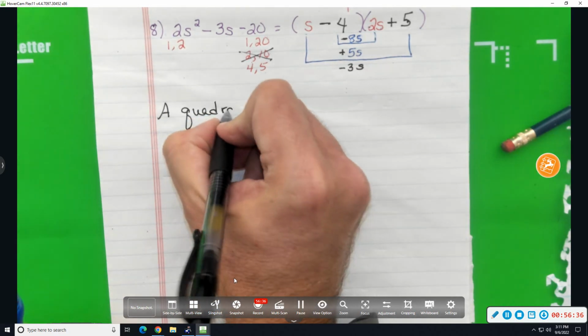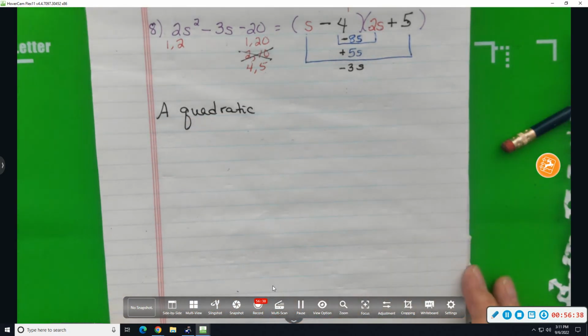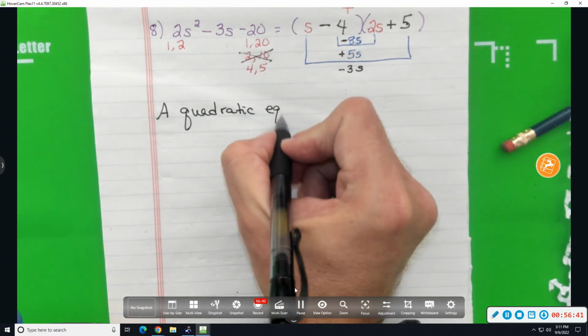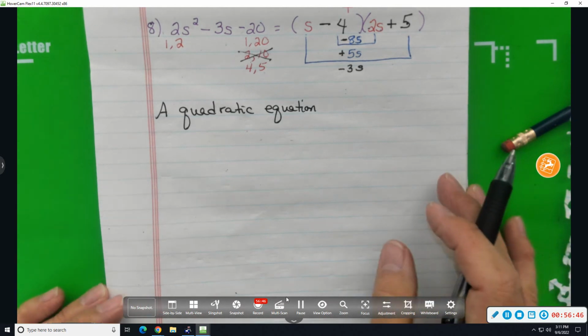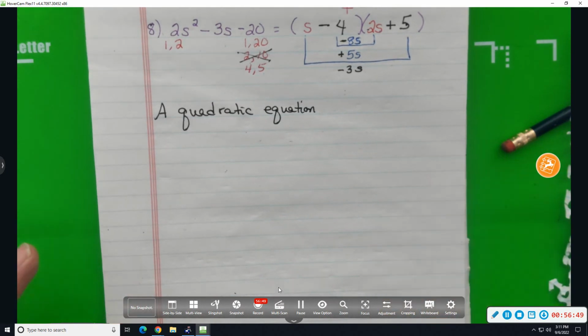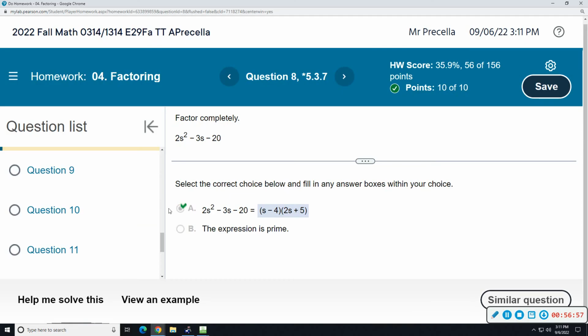I'm defining the word quadratic. A quadratic equation. I'm not defining the word equation. Equation is anything that has an equal sign in it in the original statement of the problem. If you went back to problem number 8, look at the original statement of the problem. Is there an equal sign there? No, you might put an equal sign in the answer down there, but not in the original statement of the problem. How does this, what we're about to do, differ?